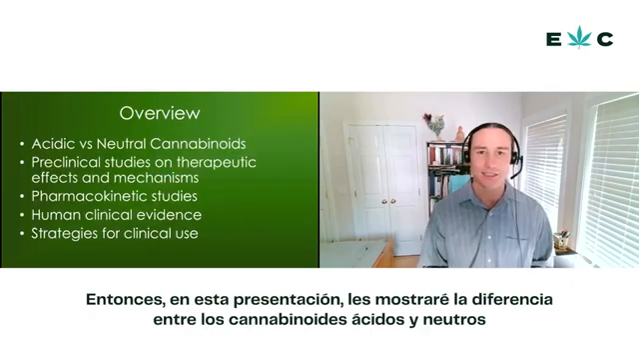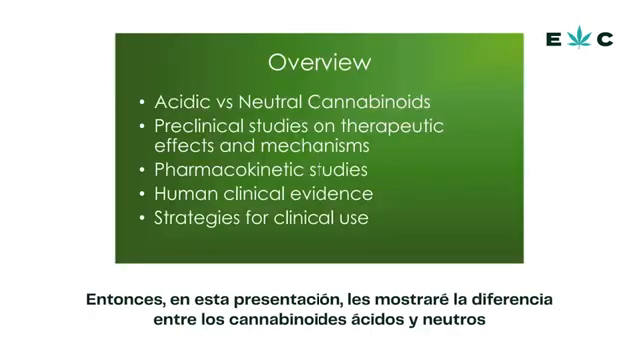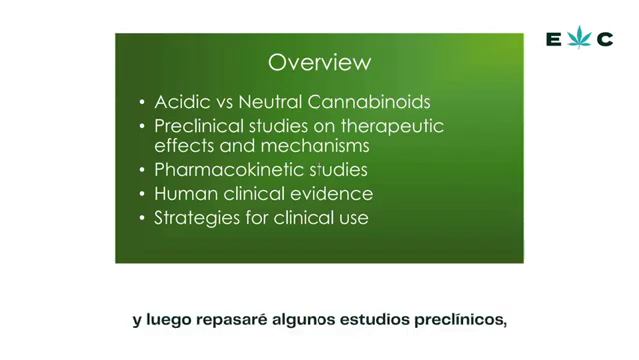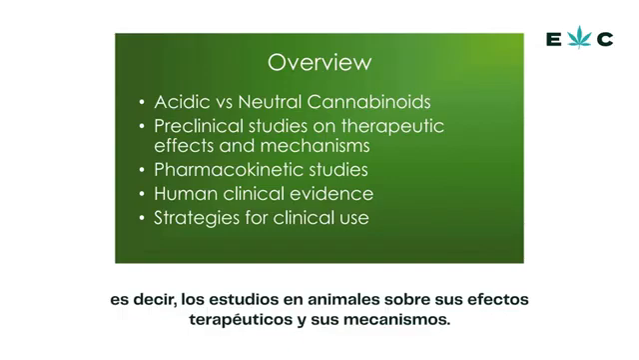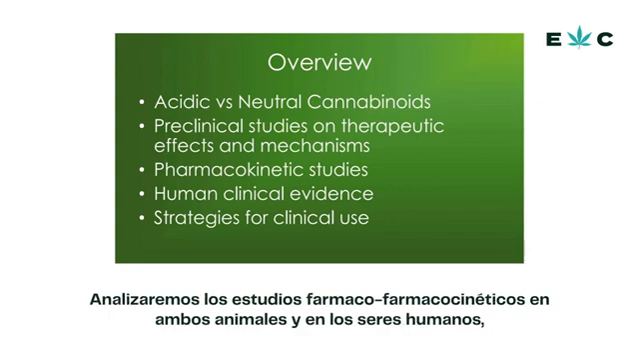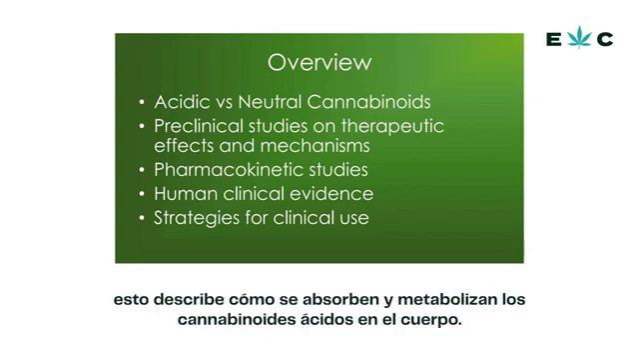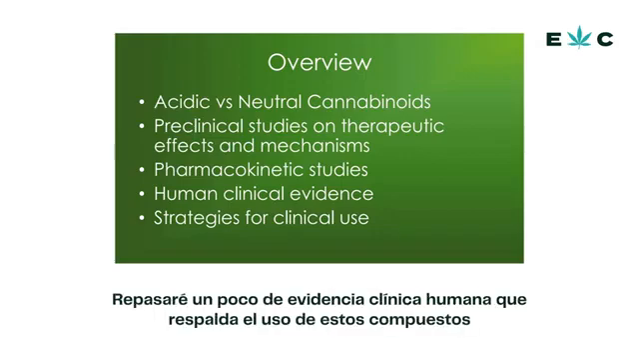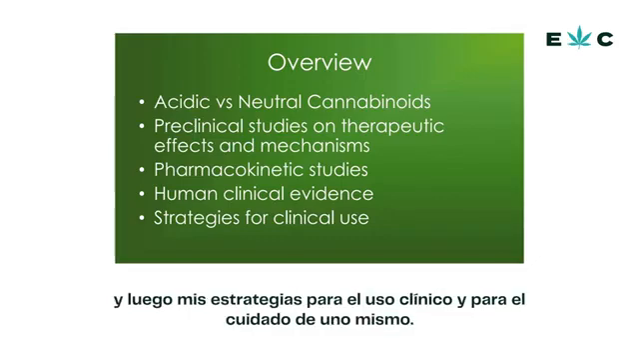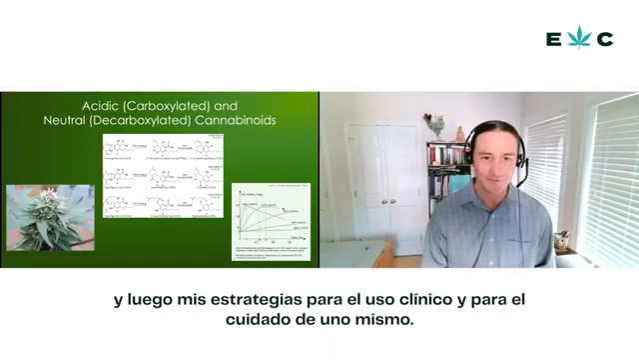So in this presentation, I will show you the difference between the acidic and the neutral cannabinoids, and then go over some preclinical studies, meaning animal studies, on their therapeutic effects and their mechanisms. We'll look at pharmacokinetic studies in both animals and humans. This describes how the acidic cannabinoids are absorbed and metabolized in the body. We'll go over a little bit of human clinical evidence that supports the use of these compounds, and then my strategies for clinical use and for taking care of oneself.